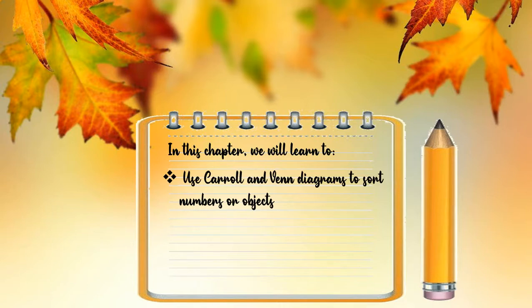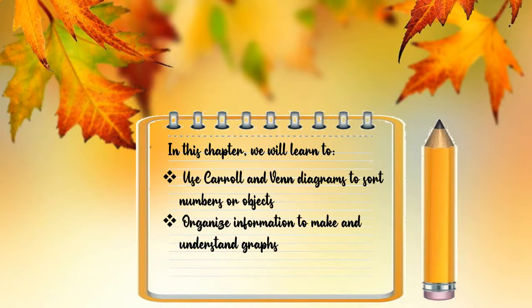In this chapter, especially in this video, we will learn to use Carroll and Venn diagrams to sort numbers or objects. And in the second point, we will learn to organize information to make and understand graphs. Jadi dalam video pembelajaran ini, khususnya di chapter 13 ini, kita akan belajar tentang penggunaan diagram Carroll and also diagram Venn untuk mengurutkan angka atau benda. Dan juga kita akan membuat grafik tentang informasi yang ada. Okay, let's begin to study. Here we go.